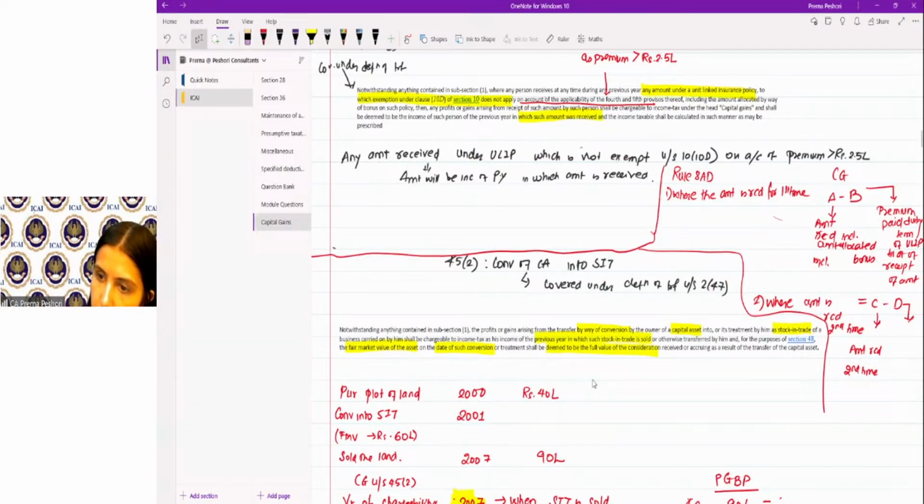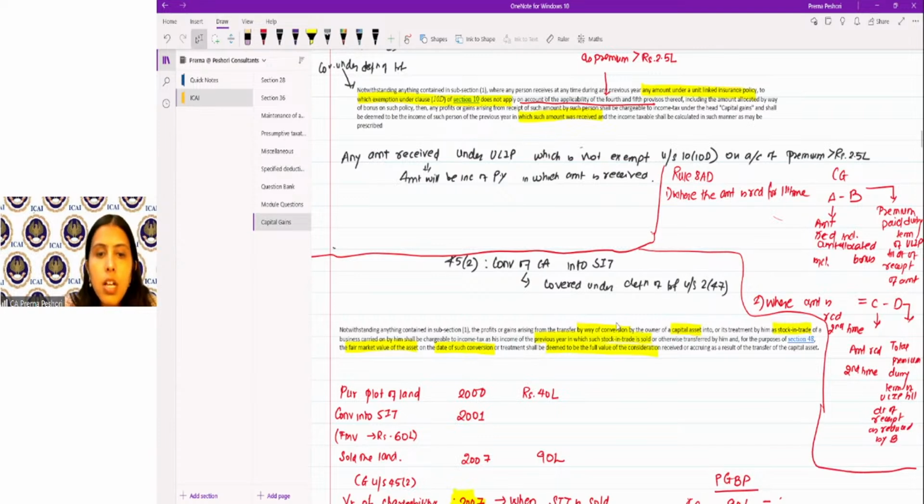So D is your total premium during term of ULIP till date of receipt as reduced by B. Clear? So the amount you have considered in B will not be considered in D. Are we clear? Fine.